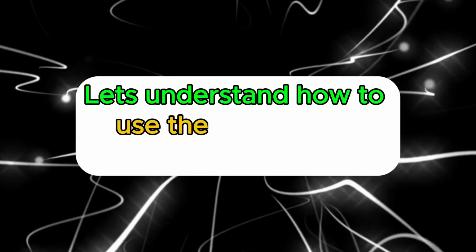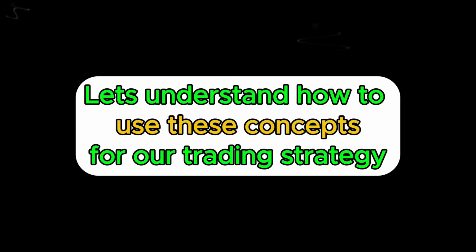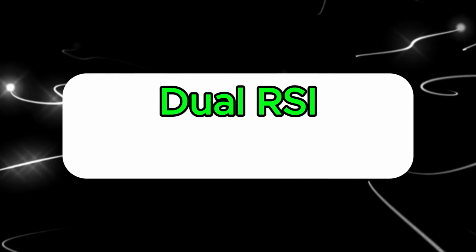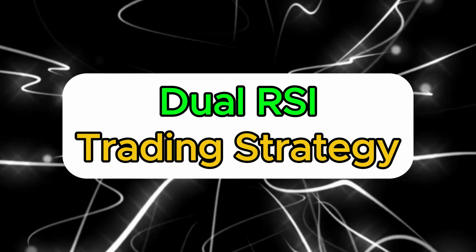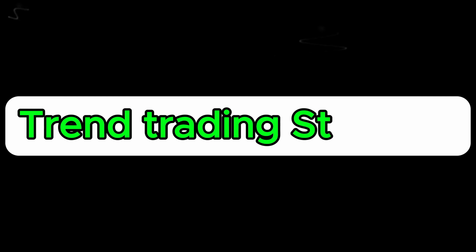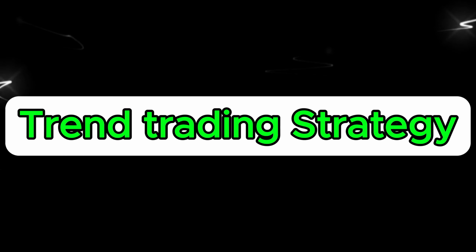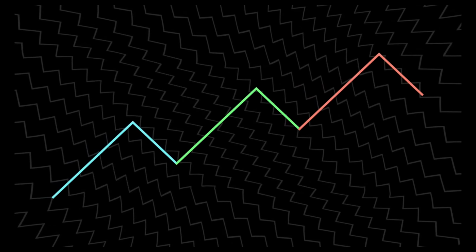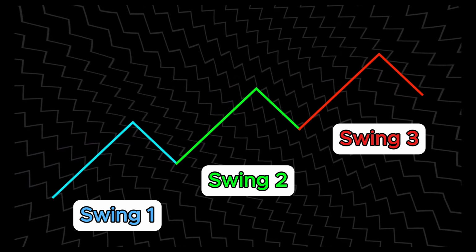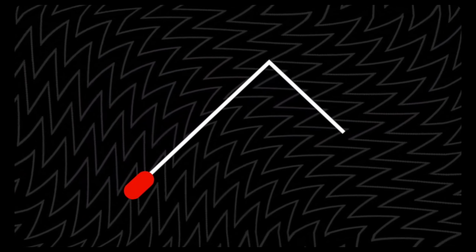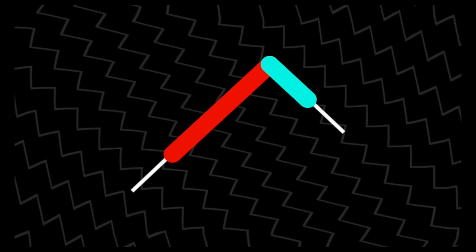Now, let's understand how to use these concepts for our trading strategy. Dual RSI Trading Strategy. This strategy is a trend trading strategy. When the price moves in a trend, it generally does this by creating large swings in the direction of the trend. A single price swing consists of two parts, an impulsive move and a corrective move.